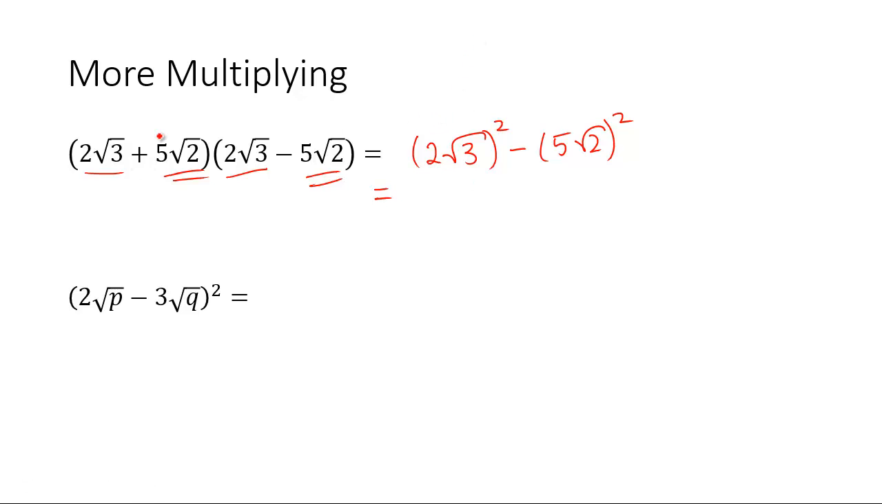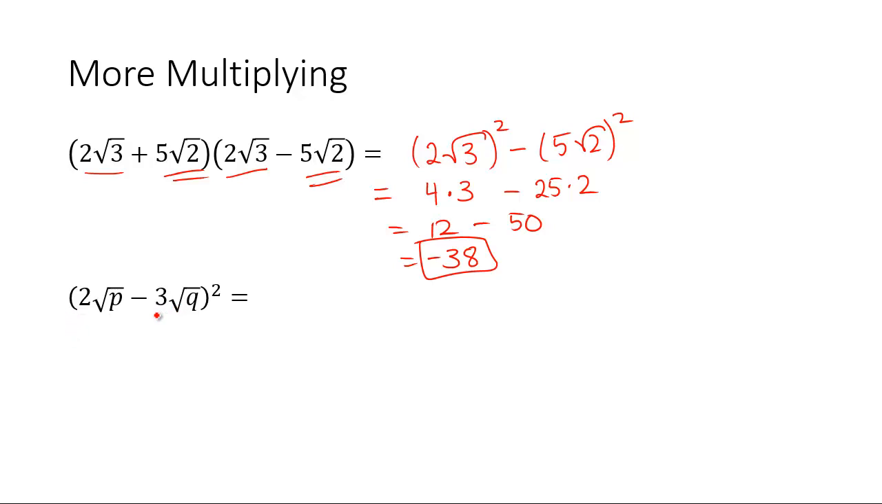So this is our a squared minus our b squared, and when we square it we get 4 times 3 minus 25 times 2. So that's 12 minus 50, and that gives us negative 38. Hey, this one's actually a number.